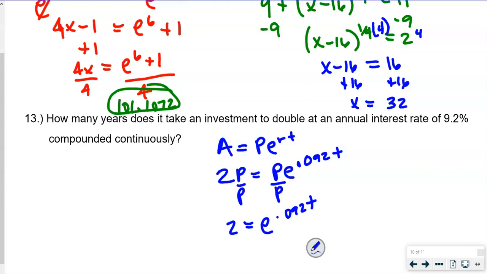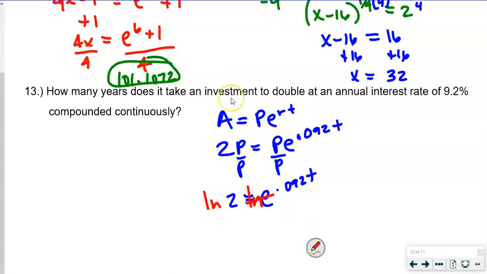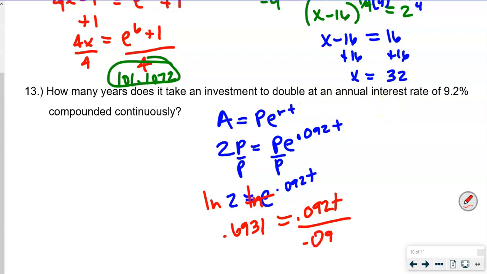So how do we get rid of that e? We do ln, right? So we're going to take ln of both sides because now that cancels that out. So we're going to take the ln of 2. And when I did that, I got a number that was about 0.6931, and that's going to be equal to our 0.092 t, right? So then we're going to divide both sides by the 0.092.